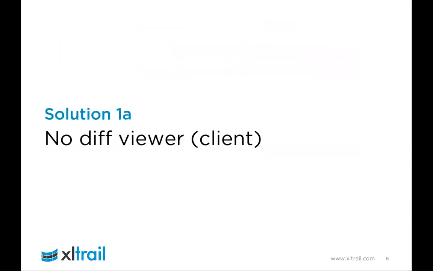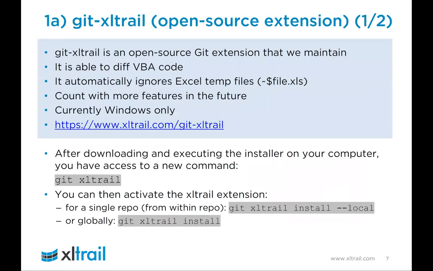For this first challenge, we have a couple of solutions. First of all, we developed an open source Git extension that is able to diff VBA code. On top of that, it also adds the temp files, the ones that start with a dollar sign, to the ignore file, so you don't have to set this up manually. We will obviously keep working on that. It's still at a very early stage, so currently it's Windows only and has a limited number of features, but we have a lot of plans to extend it in the future to make configuring Git for Excel friendliness as easy as it gets. We have included the link here, so you can get all the information there.